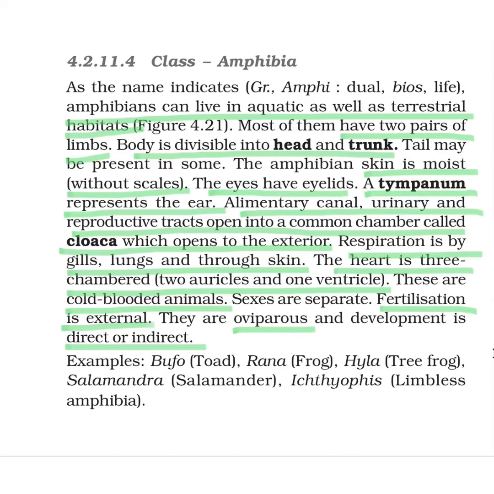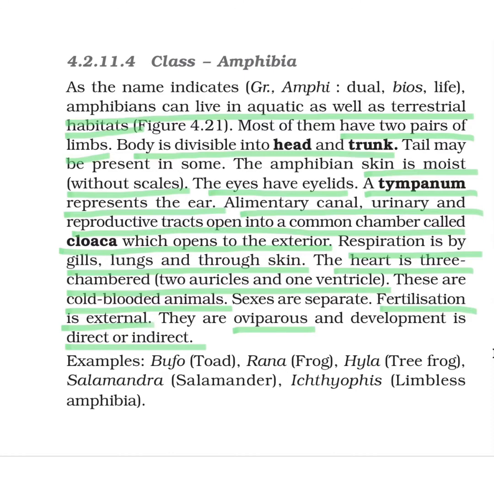Do you remember why we have included skin here, why in amphibians the skin acts as a respiratory organ? Yes, the answer is that when they go for hibernation and estivation, that means winter sleep and summer sleep, they respire through their skin. Especially this feature we know is related to frog.